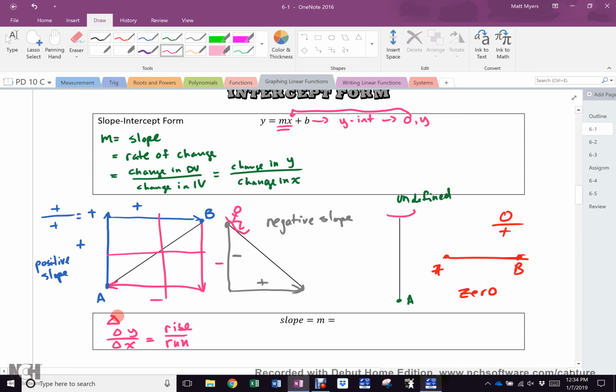Delta, it's a triangle. I used it in the last unit as well. In physics, the triangle means change in. Okay?